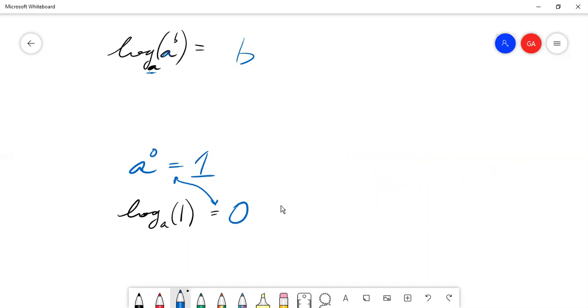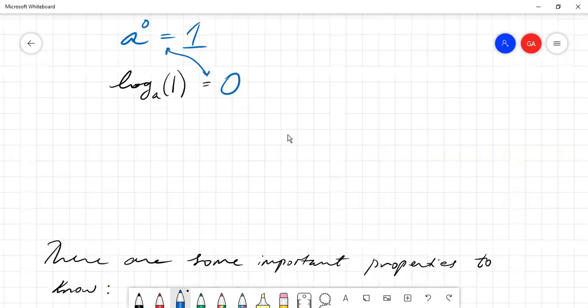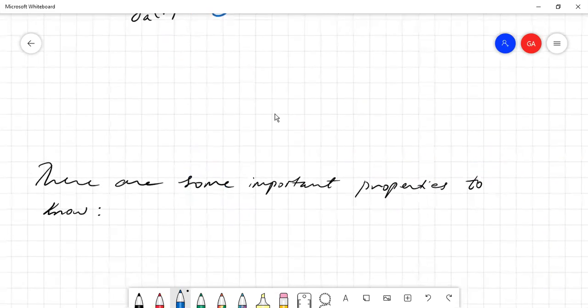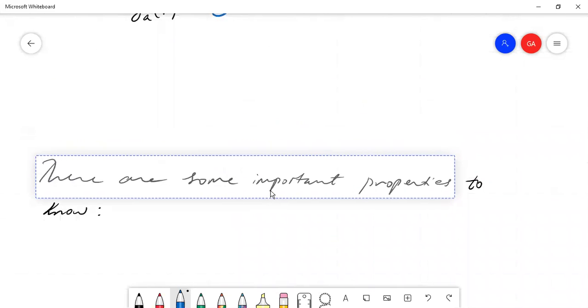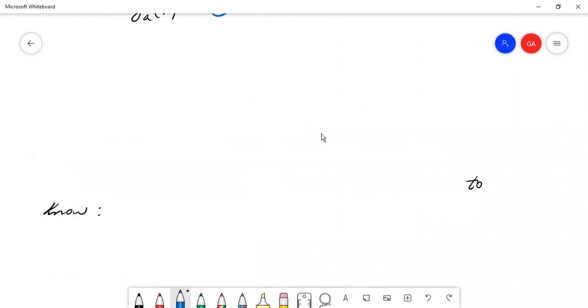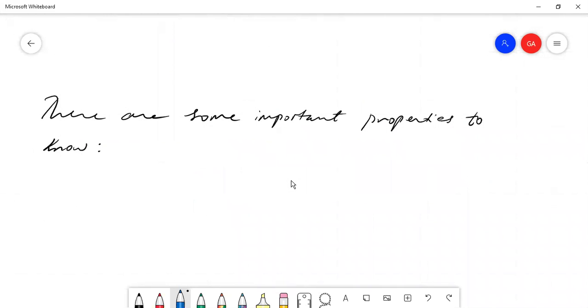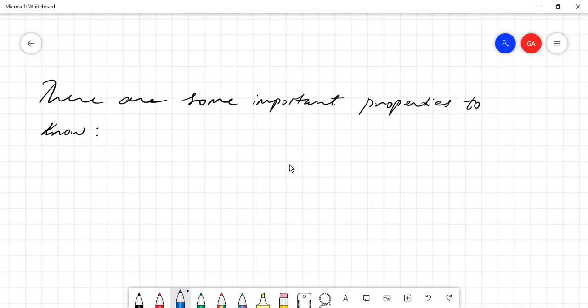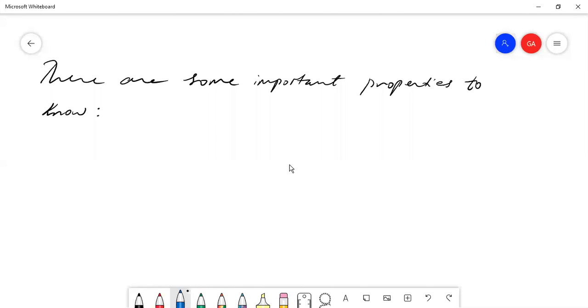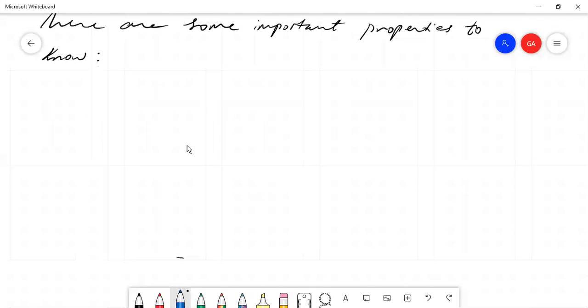Okay, so those are special cases, but there are some properties that are very good to know. Today's lecture is probably a lot for people who are new to logs, and I'm guessing most 9th and 10th graders are new to logs. So this might take some time to internalize. But in these last few minutes, I'm just going to cover these properties.